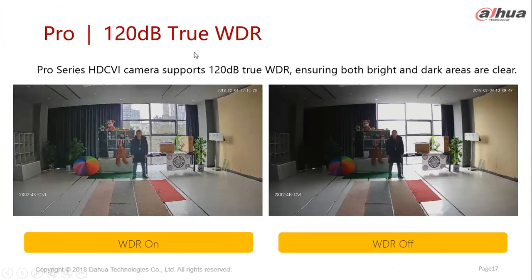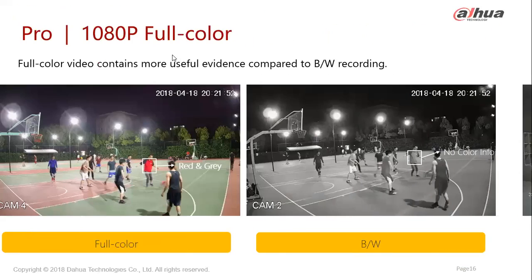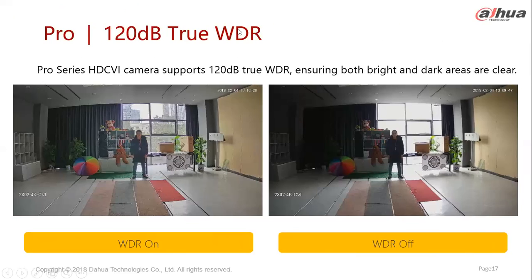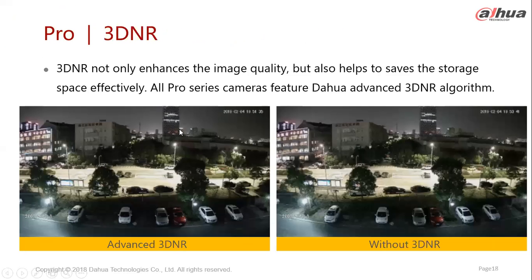So the Pro series, we talk about the main features of this Pro series. We talk about the 120 decibel WDR. WDR, you remember what WDR technology is? It utilizes the light at the front and the back to create a good image. You can see the backlight here is higher, and if you have WDR on, you get a good image.